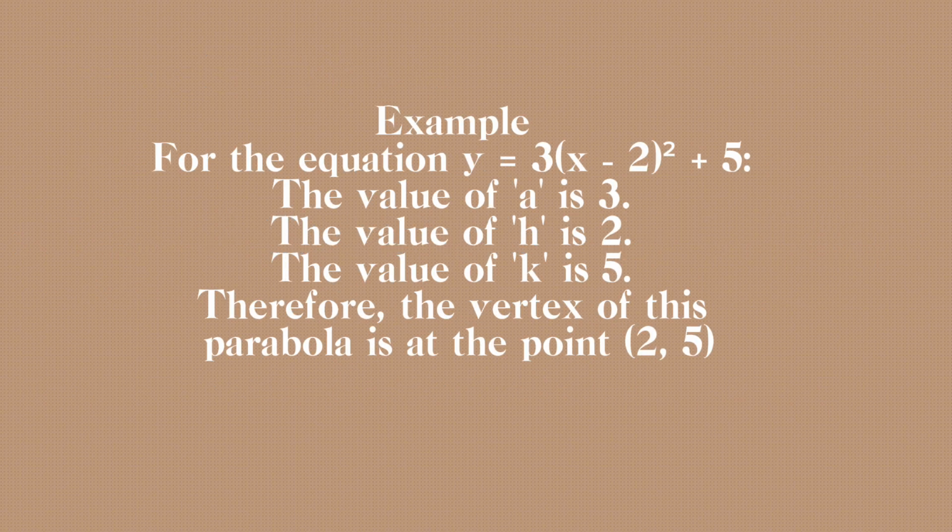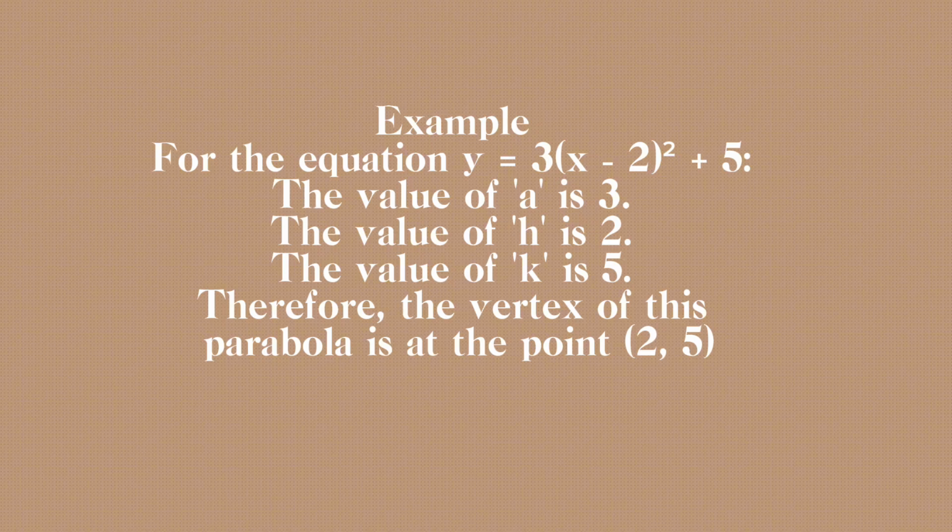Just to give an example, we're going to look at the equation y equals 3(x minus 2) squared plus 5. What this is telling us is that the value of a is 3, the h value is 2, and the k value is 5, which means the vertex point of this parabola is (2, 5).